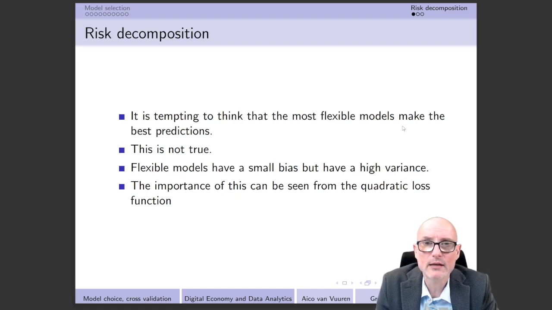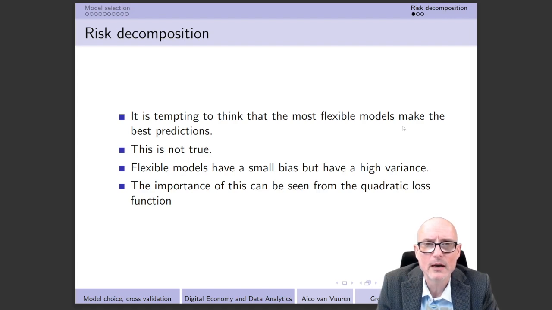And that's because flexible models usually have a very small bias but a high variance. That is something that we already know from econometrics, because also in standard linear regression models we know that when we include more and more regressors, we reduce the risk of having what we usually call an omitted variable bias.